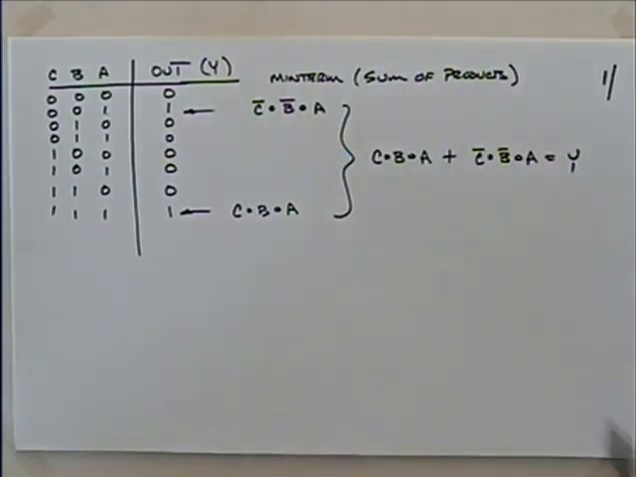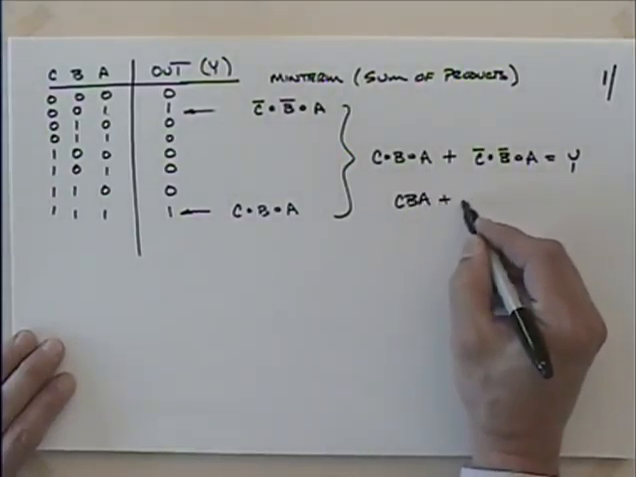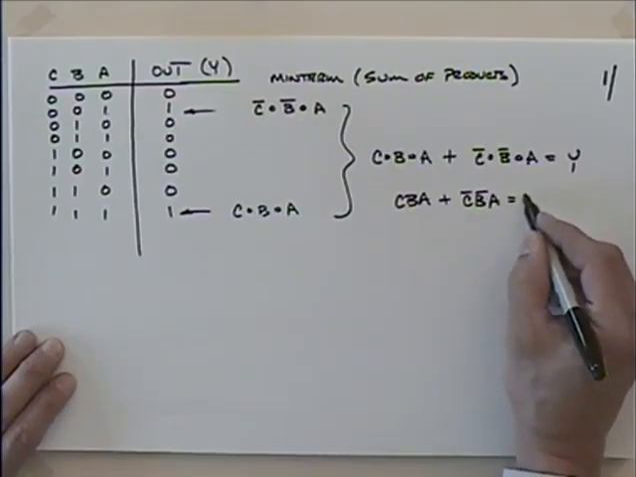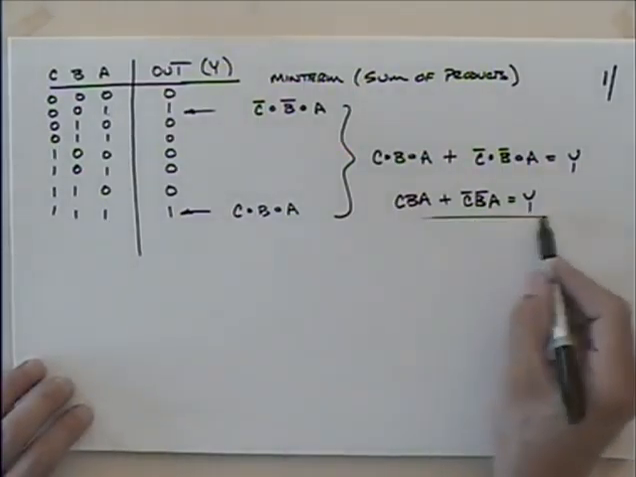Okay. And a lot of times we would write this as CBA or not C, not B, A is equal to Y. Okay. But you can see the sum of products there because our AND looks like the multiplication symbol and our OR is the addition symbol. So this is the expression that we would have.